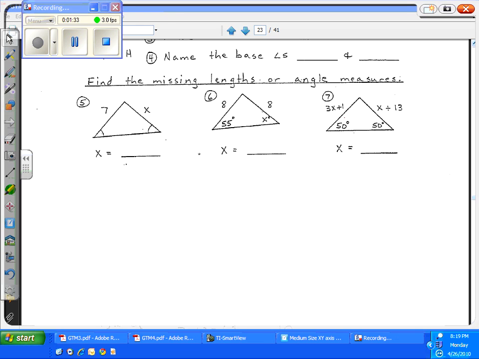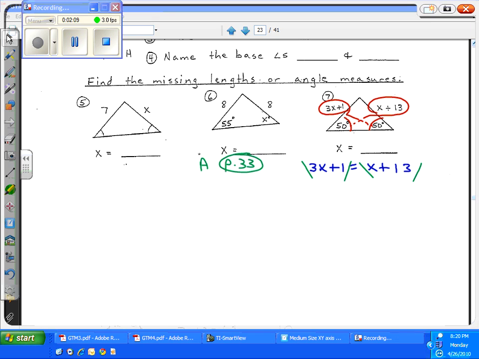Number 7, if two angles of a triangle are equal, then we know that the sides opposite those equal angles are equal. So those two sides are equal, so we say 3x plus 1 is equal to x plus 13. Now again, with the order of operations horseshoe on page 31 of the algebra text, we would say, is there anything that we can do on either side to simplify? And the answer is no.